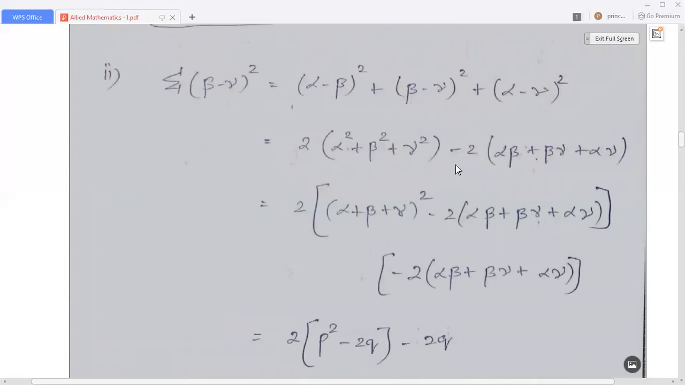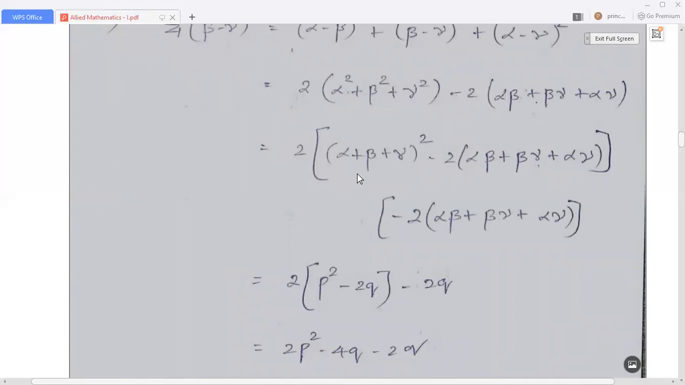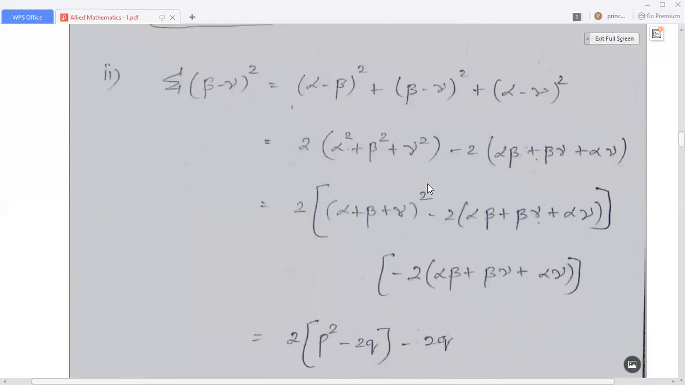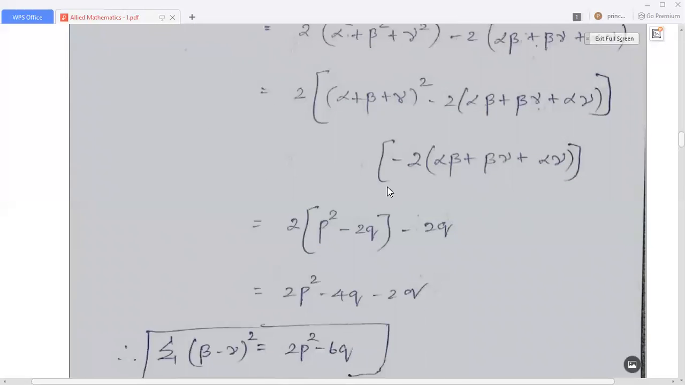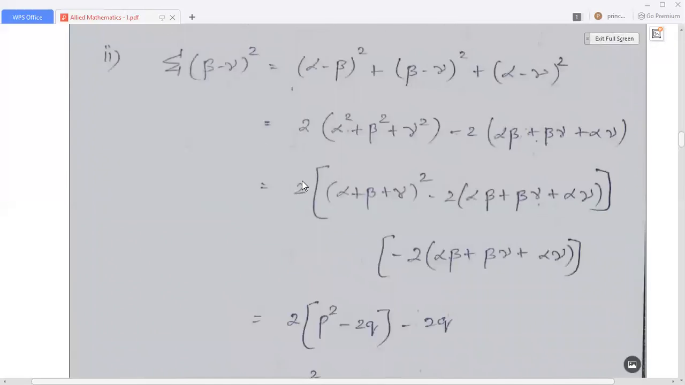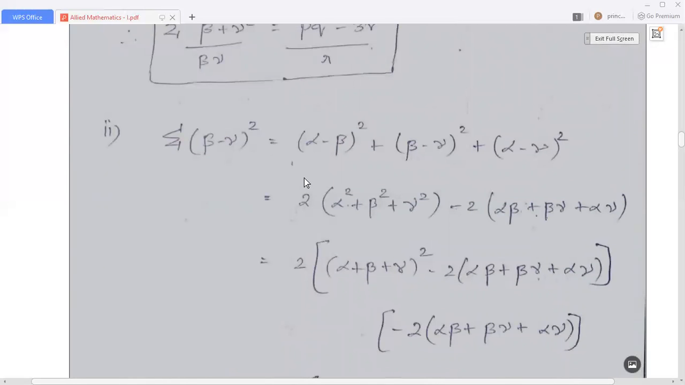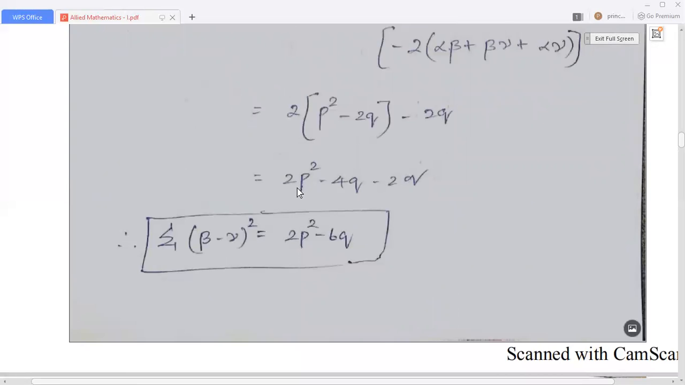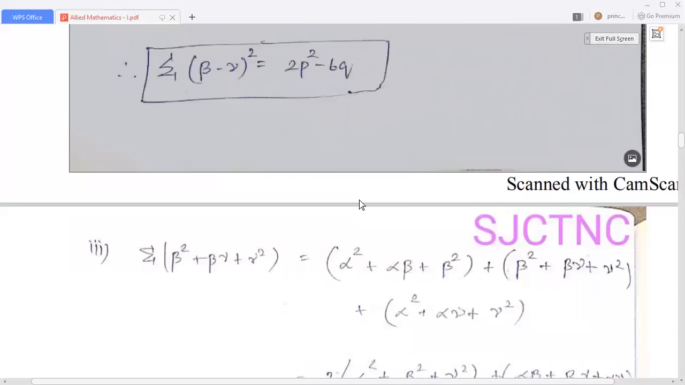Here, this can be further written in another expression, which will be a convenient form where we can substitute the available and the calculated values. When you substitute the available and calculated values, we get sigma (beta minus gamma) whole square is equal to 2 into (p square minus 2q) minus 2q. When you simplify this, we get 2p square minus 6q.